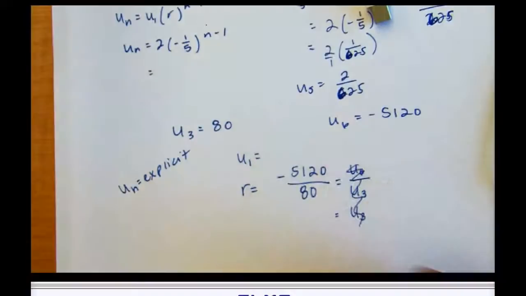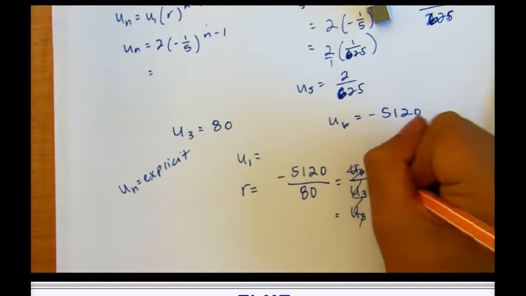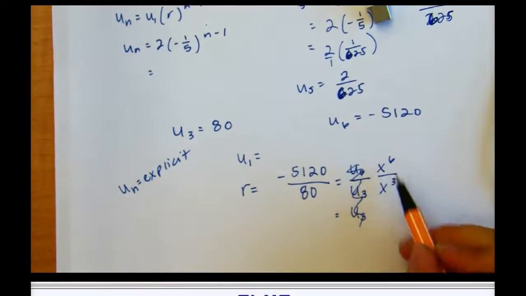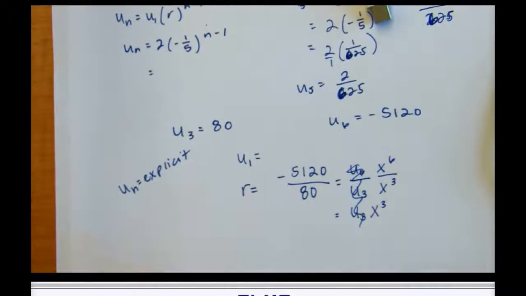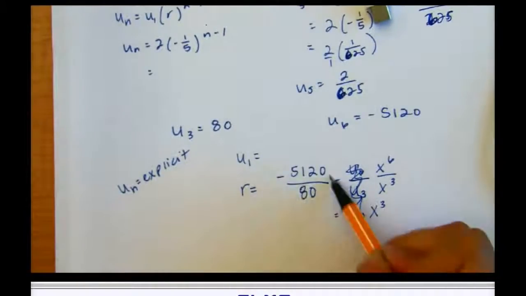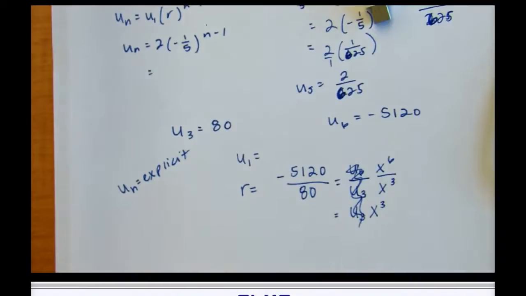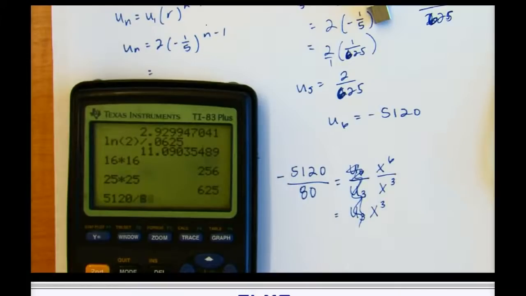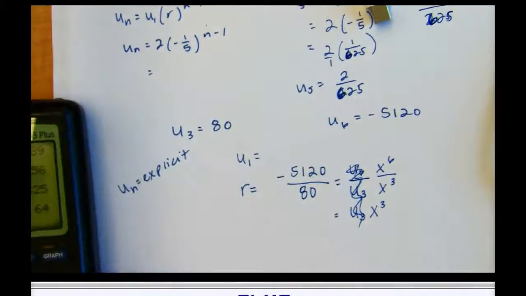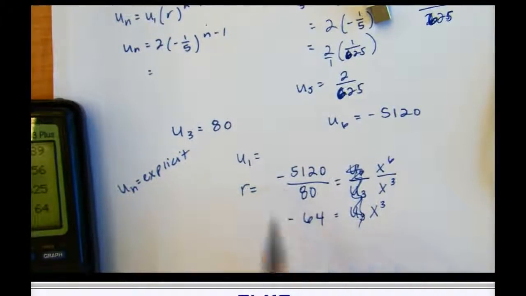So instead of doing this, we're going to do just a different variable, x to the 6th over x to the 3rd. So when I simplify those exponents, I'm just left with x to the 3rd. Okay, so you can ignore the u's. Sorry if that was confusing. On the other side, I'm going to simplify my fraction. So 5,120 divided by 80, maybe you've already done it before. I'll end up with a negative 64, since this one is negative over here.